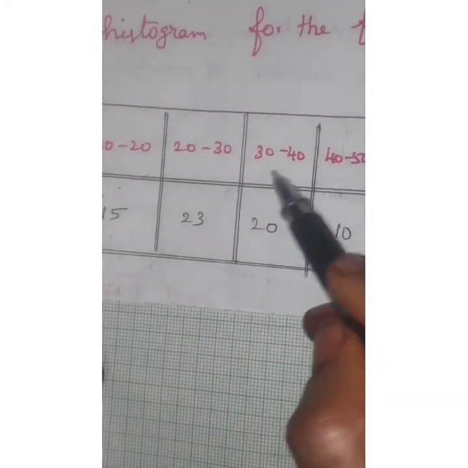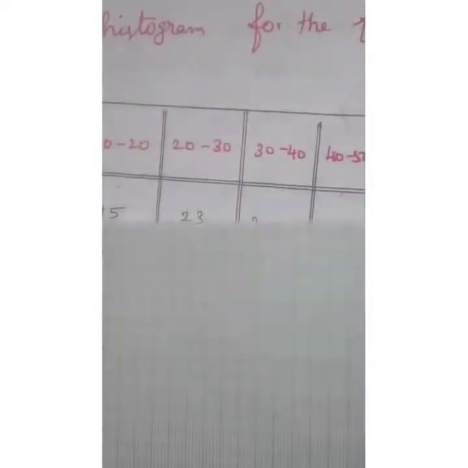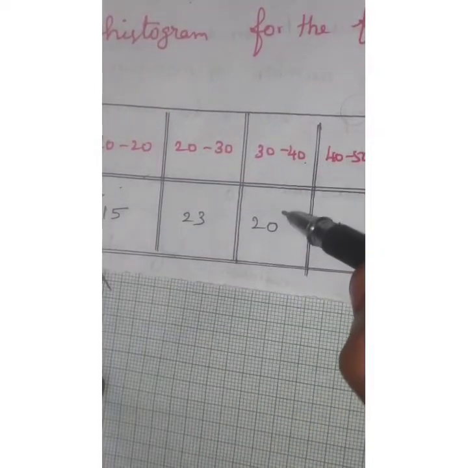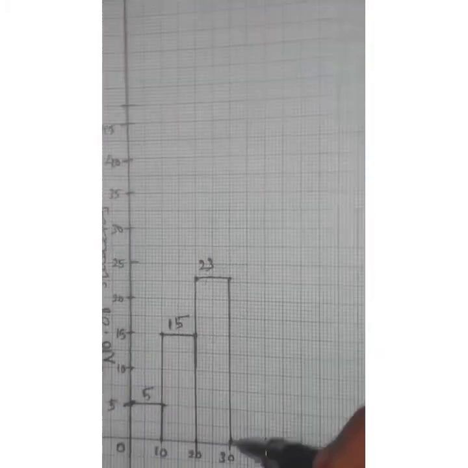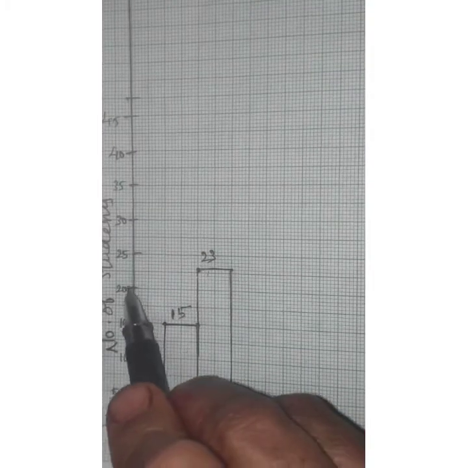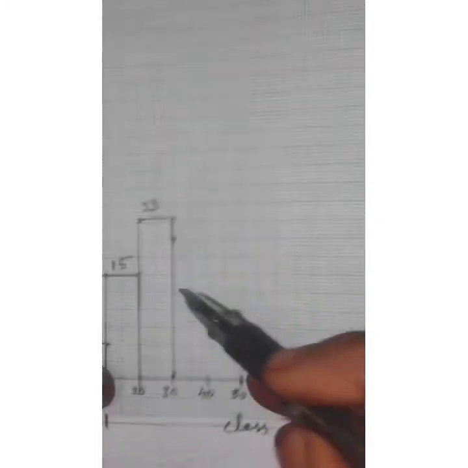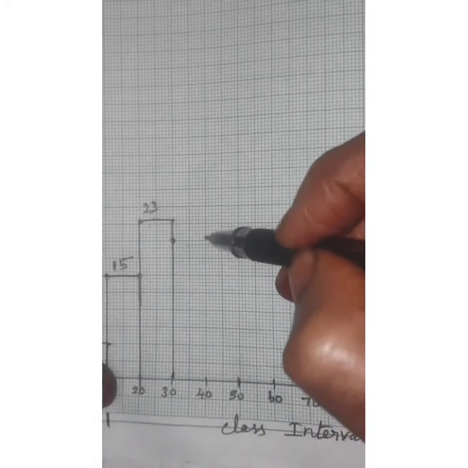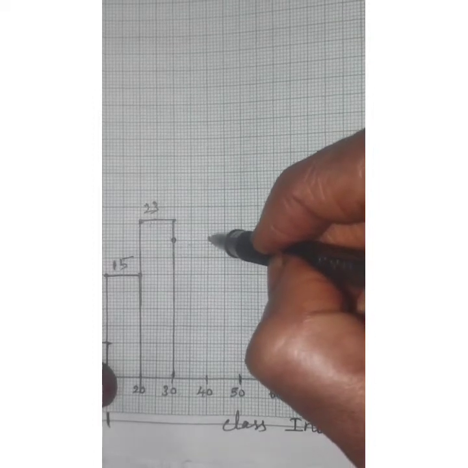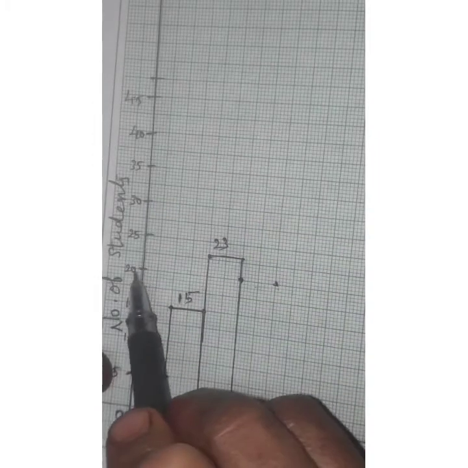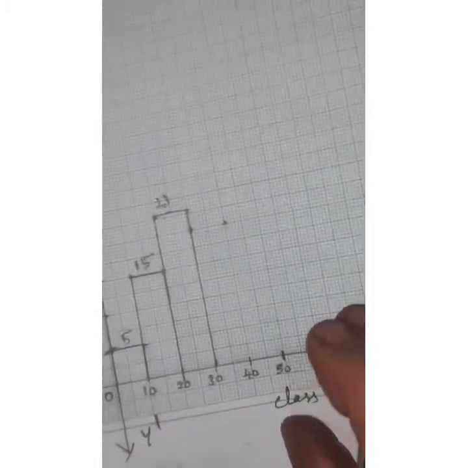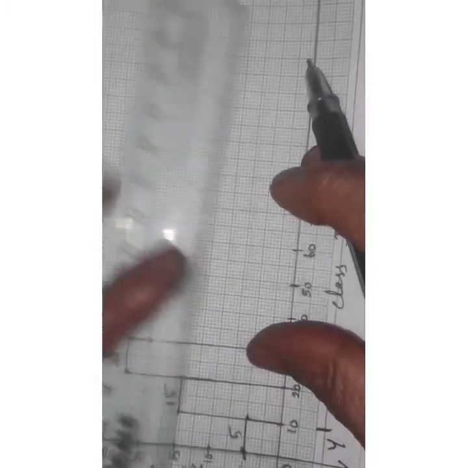Next 30 to 40, 20. 30 straight up to 40. 30 to 40, 20 students. So 30 straight up, here you join the line, here 20. Here you mark the point, first point. Next 40 straight also you mark in 20. Okay, so 30 to 40, now 20. Join these lines.